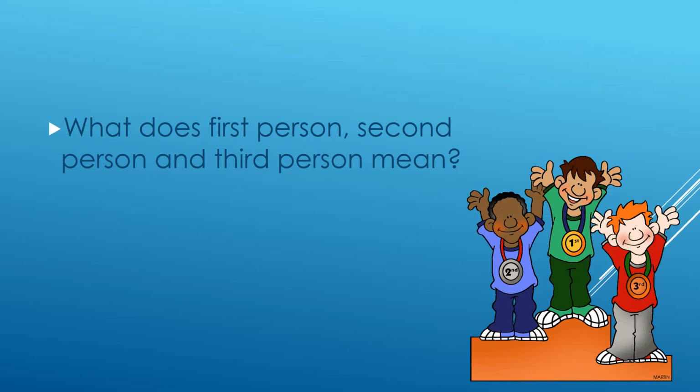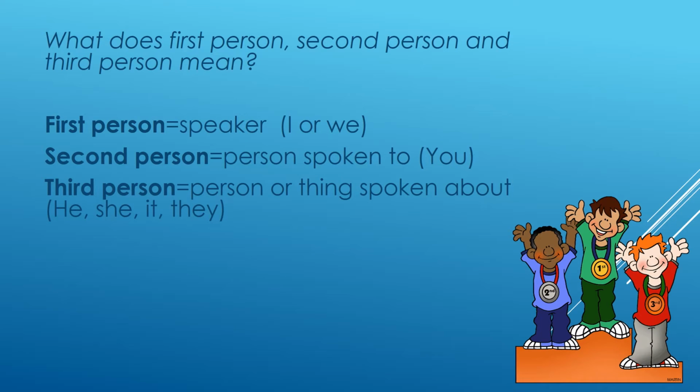So what does first person, second person, and third person mean? First person is when you are referring to the speaker themselves. So in English, you would say I or we. Second person is the person that you are speaking to. So you in English. If you're talking about the third person, it's this person or thing that you're speaking about. So he, she, it, or they.